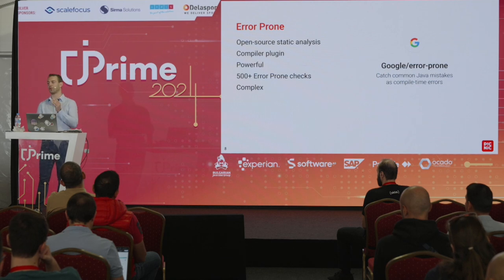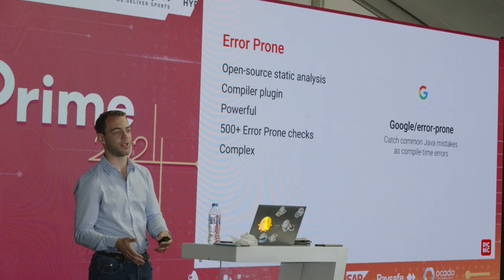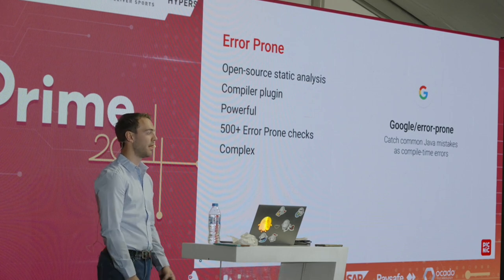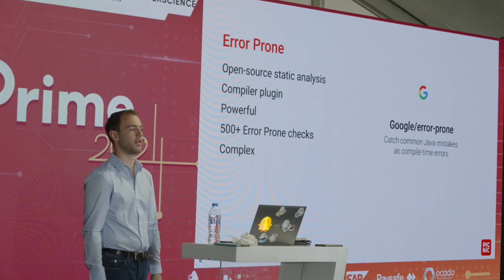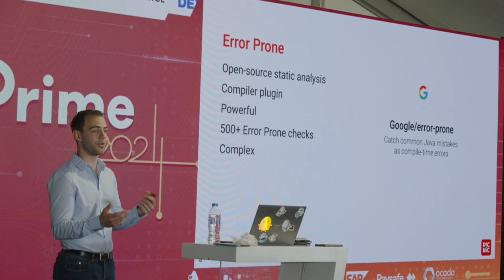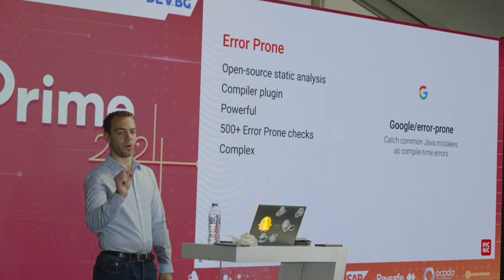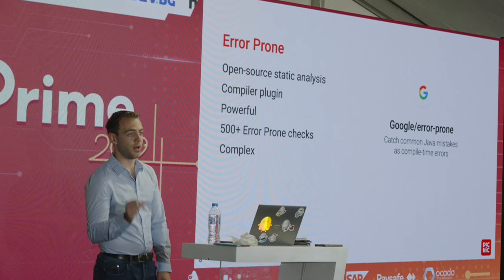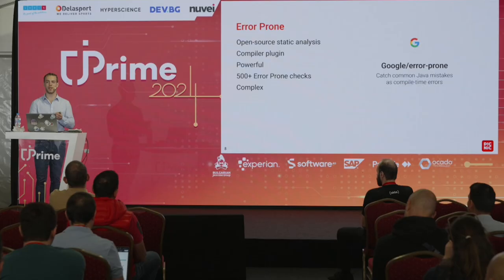Especially if you know that Google has about 500 plus Error Prone checks that you can use. There are different kinds of severities. You have errors, warnings, suggestions, but you can tweak them and you can sometimes disable them if they are not applicable on your code base, for example. So there is one downside to Error Prone checks, and that is that writing a check yourself can be quite complicated.